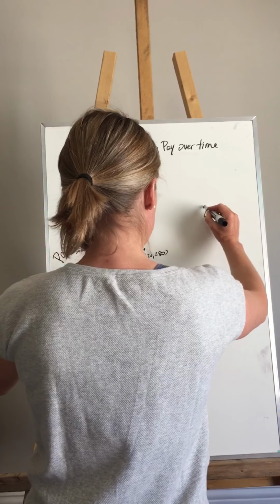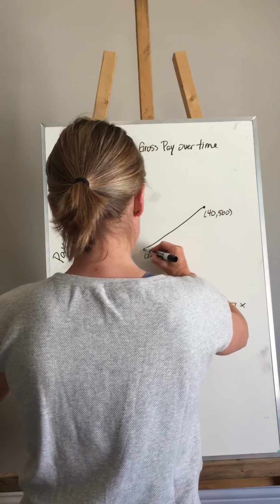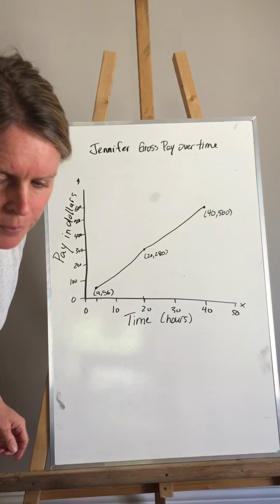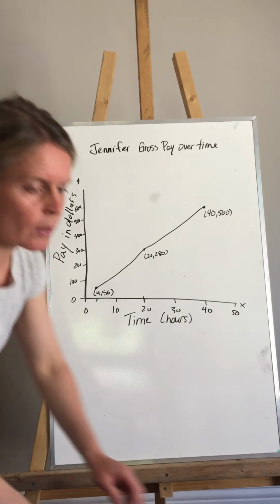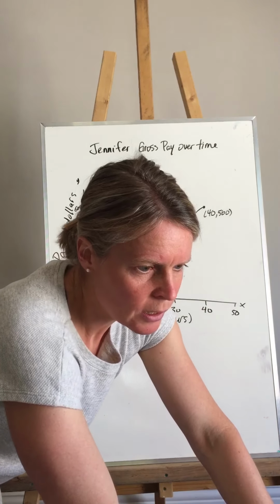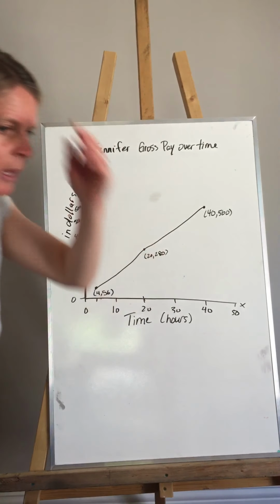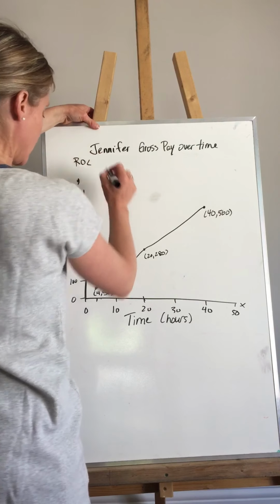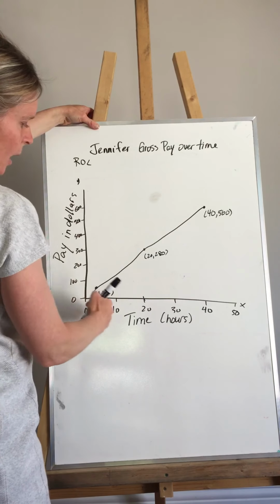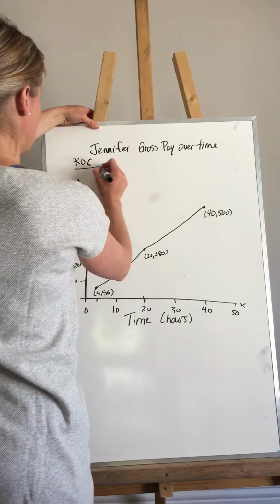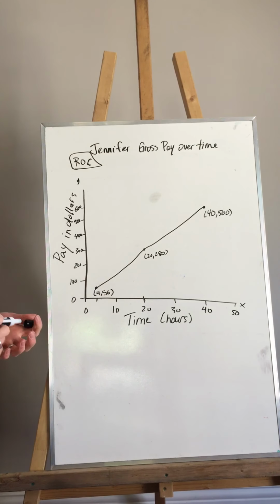Okay, so let's connect this. It should be a straight line. See if I can make it a little better than the last one. Okay, something like that. The question you're given is to calculate her rate of pay. So the rate of pay is her rate of change, right? How is the pay going up in terms of the hours? That's what we need to calculate.